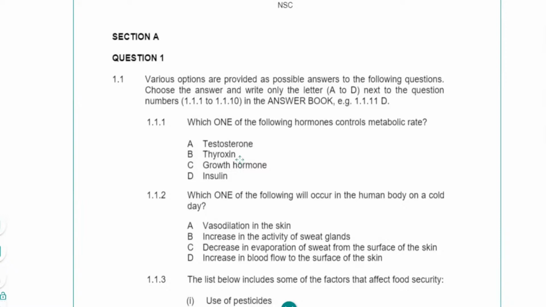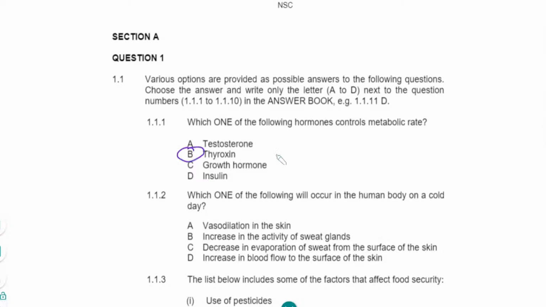Thyroxine could be the answer because thyroxine is related to metabolism and also growth. Growth hormone cannot control metabolic rate. Growth hormone is responsible for growth. Insulin is for sugar. So we go back to thyroxine. Thyroxine is the correct answer, and it means that B is going to be our answer to give.